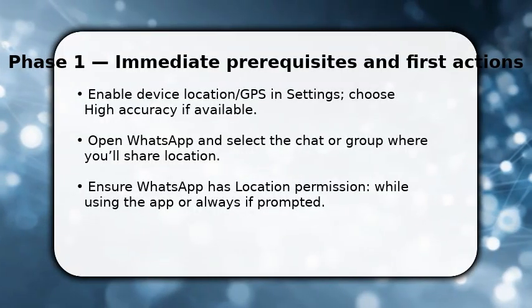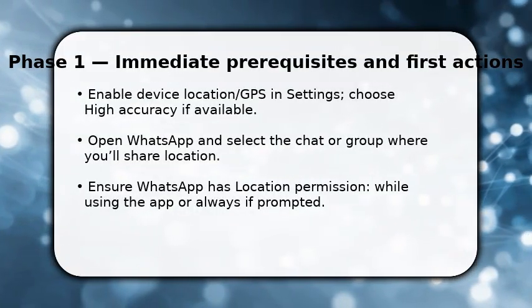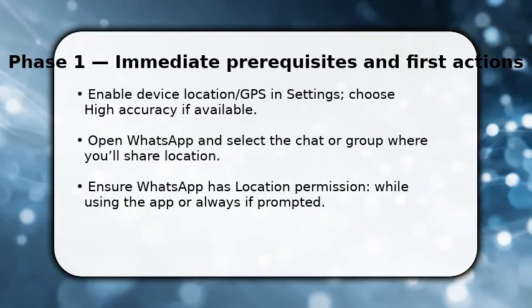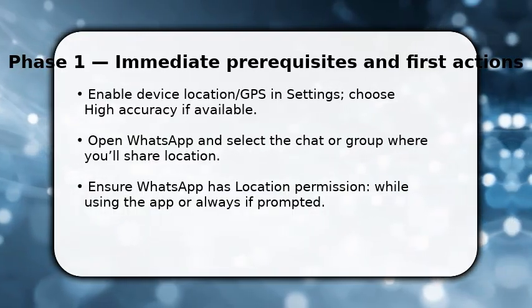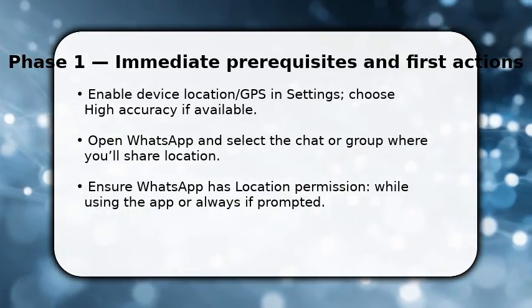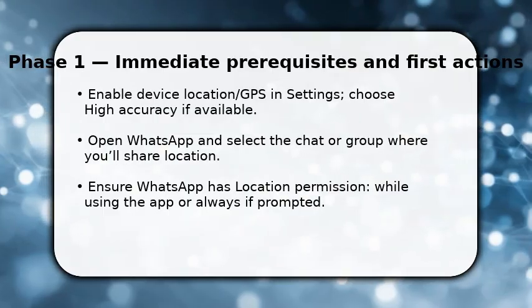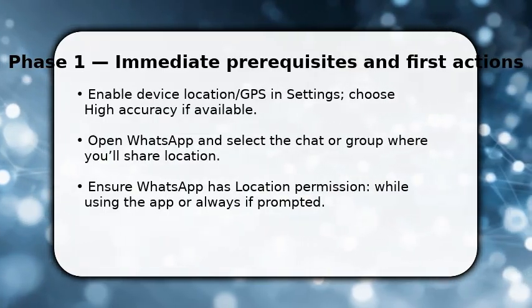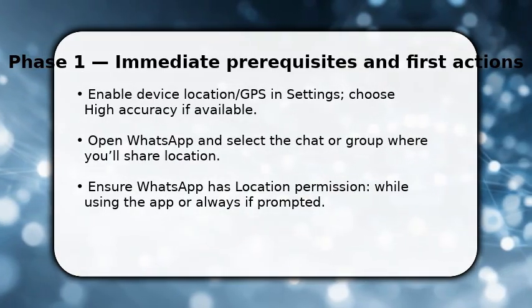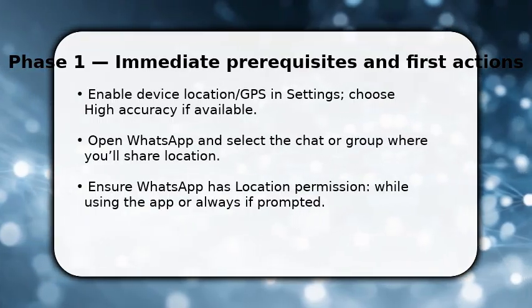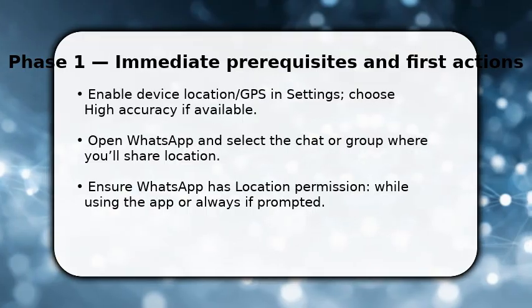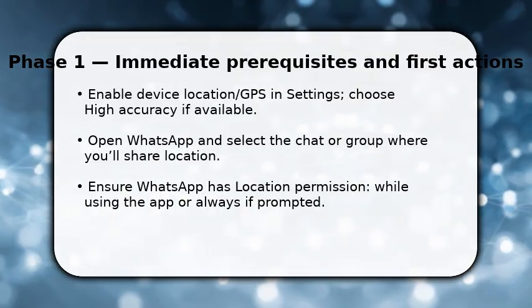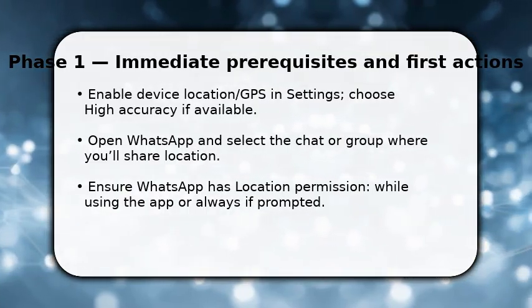You're starting in the app. Open WhatsApp and go to the chat where you want to share. First, make sure your device location is on. High accuracy is best. Then confirm WhatsApp has location permission. Choose while using app or always if you plan continuous sharing. Once done, tap the attachment or plus icon in the chat. This first step gets everything ready so the app can access precise coordinates.